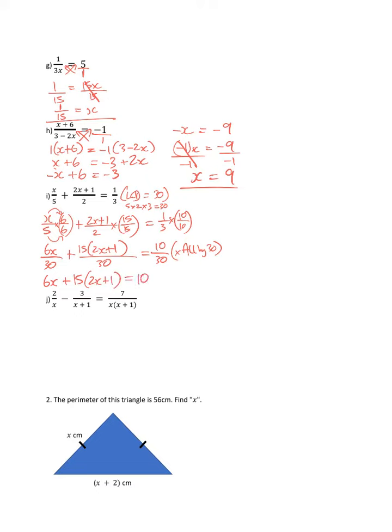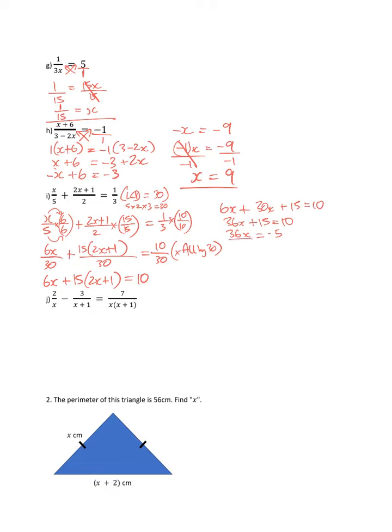Continue the working. On the left hand side, I'm going to expand the brackets, so 6x plus. What's 15 times 2x? That is 30x. What's 15 times by 1? 15, is equal to 10. I've got 6x's and 30x's, so I've got 36x's on the left-hand side, plus 15 is 10. Get rid of the positive 15 by taking 15. 10 take 15 is negative 5.